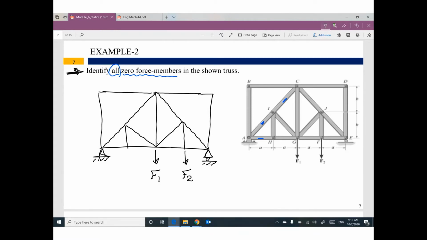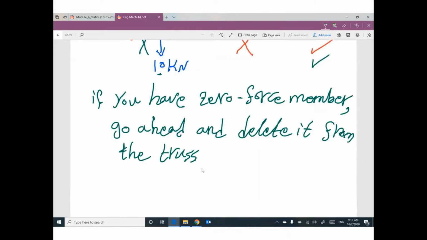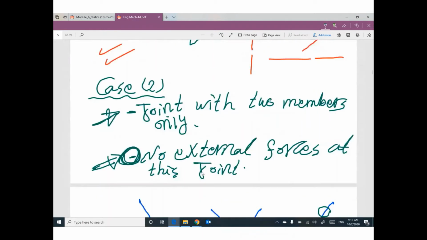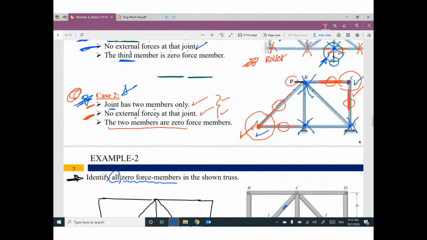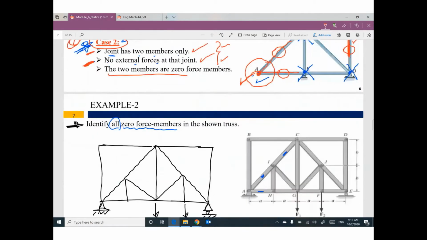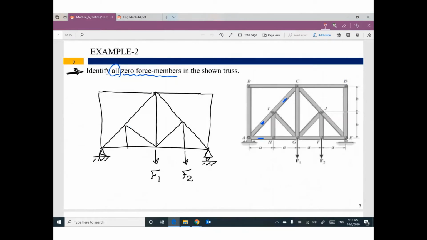Just to remind you, case number 2, we are looking for a joint with 2 members only and no external forces at this joint. Which joint has 2 members only? I highly recommend to start with case number 2. After you are done, I will go to case number 1 to check. So what do you think? Which joint has 2 members only?